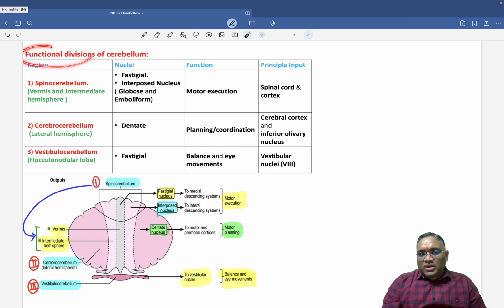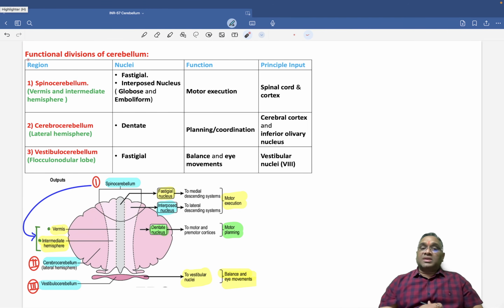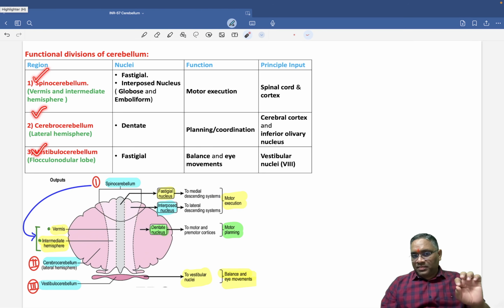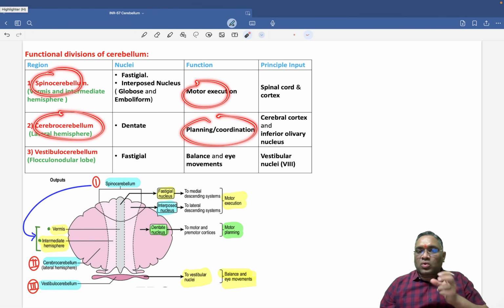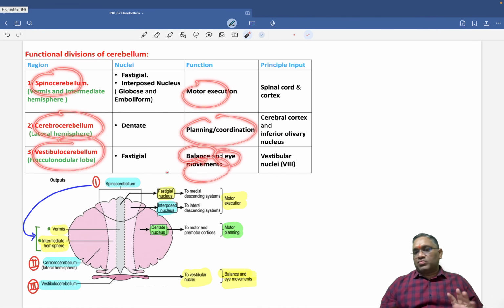So that is why I wanted to cover this functional division at the end, so that you can understand the functional divisions of the cerebellum, the nuclei involved, and their functions. Now you understood. Spinocerebellum is for motor execution. Cerebrocerebellum is for planning and coordination. Vestibulocerebellum is for balance and eye movement, right?